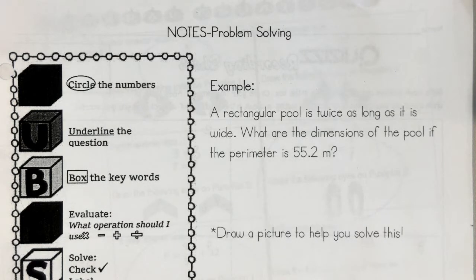If you circle the numbers, you kind of know what you're looking for. If you underline the question, you know what answer you're looking for, and that will help you figure out what the units of your answer are. Box any keywords so they stand out. Evaluate: how are you going to solve this? What kind of equation are you going to set up? And then S is to solve, check, and label.